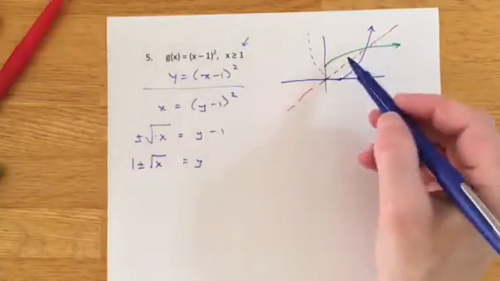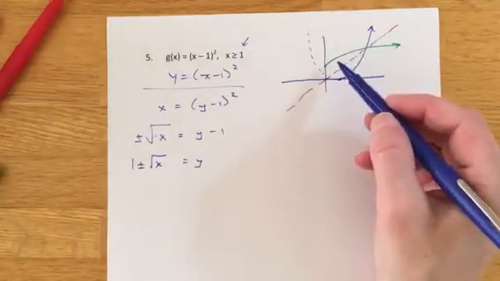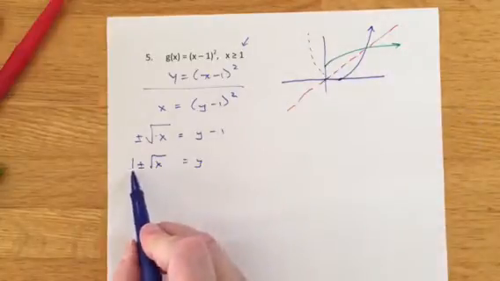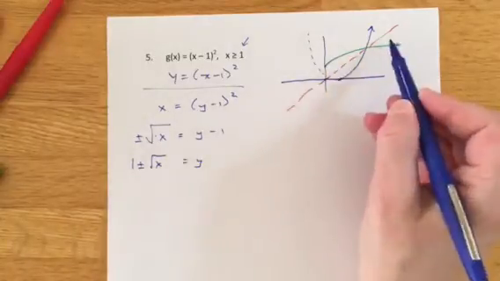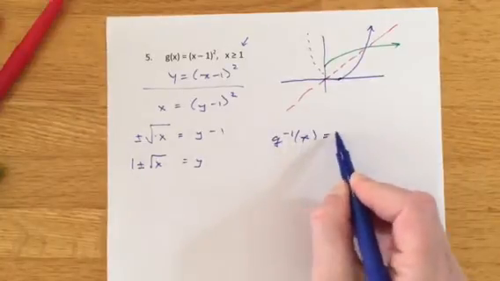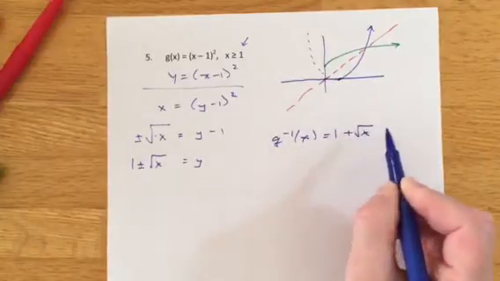Okay, but again, we can see from the picture that we want our y's, right, to be 1 plus the square root. It's going up. So our inverse here, g inverse of x, would be the 1 plus the square root of x.